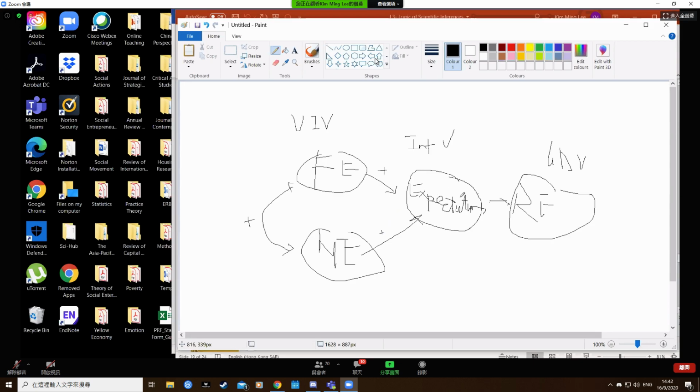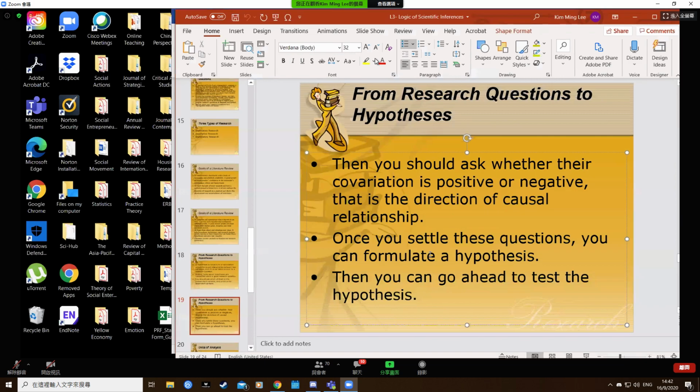By the same token, mother's education will have a positive effect on the expectation. So the higher expectation will make you pursue more education. So this is also positive. So you need to point out the direction, whether it is positive or negative, in your theoretical framework. In this case, this is also about the research question and hypothesis. Once you settle this question, you can form the hypothesis. Then you can go ahead to test the hypothesis.